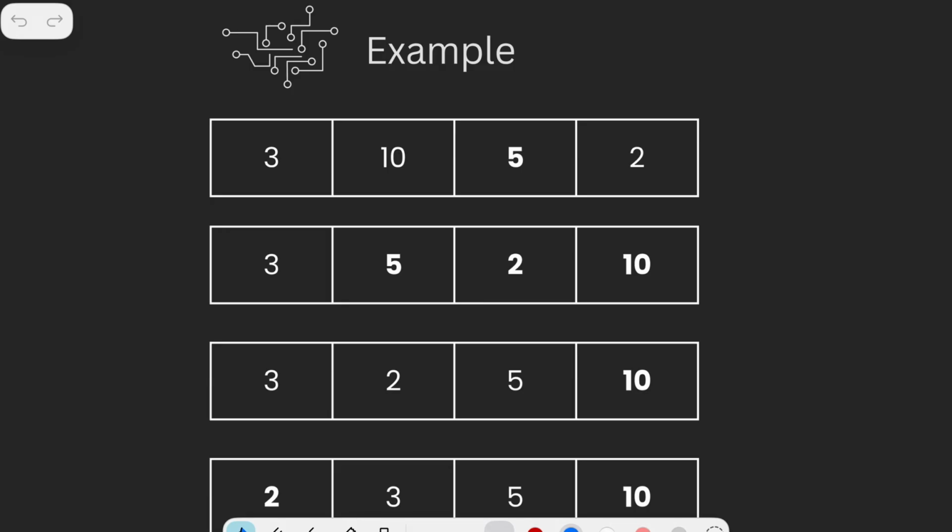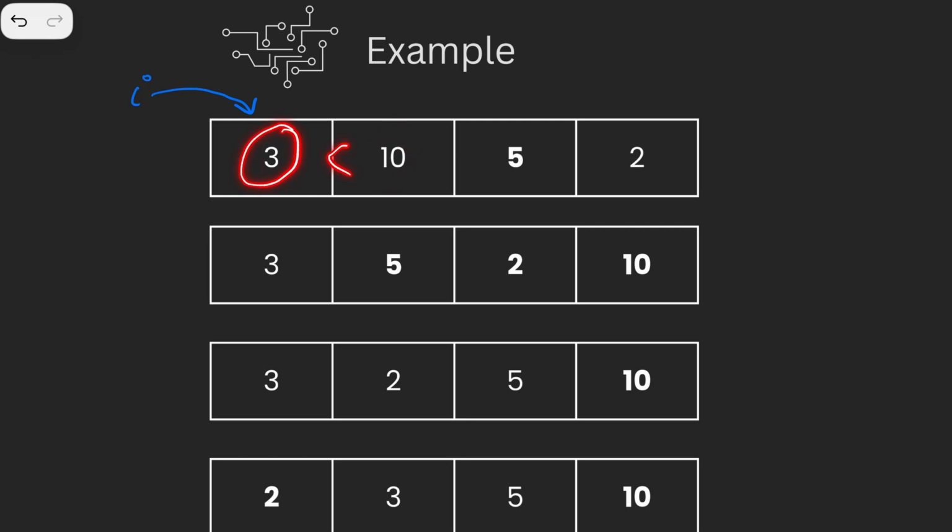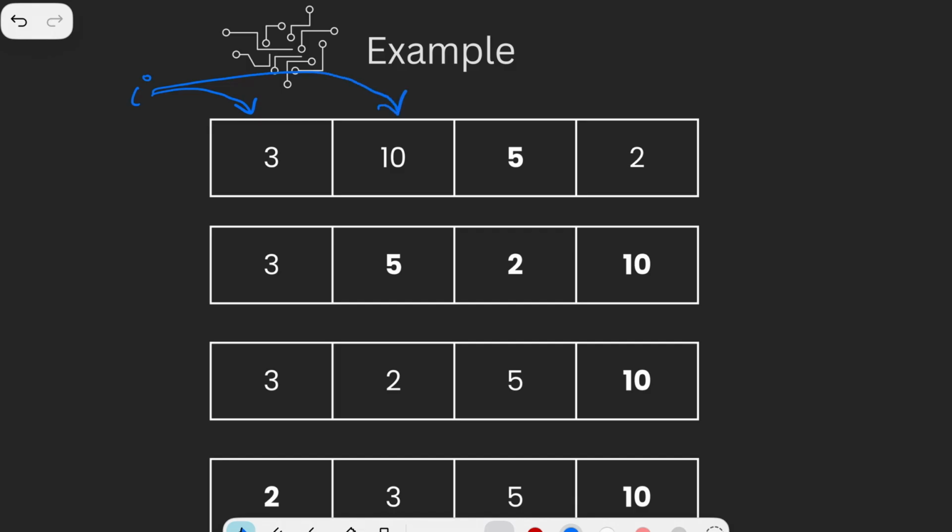So you have this array 3, 10, 5 and 2. Initially, our iterator I is pointing to number 3. Then we check whether 3 and 10 are in correct order or not. They are in correct order, right? Because 3 is less than 10. So no worries. So our iterator I will now point to 10. Again we do the exact same operation. We check whether our elements 10 and 5 are in correct order or not. Here they are not in correct order. So we need to swap them, right? That's what the algorithm tells us to do. So we are going to swap these two numbers. Here we will have 5 and here we will have 10.